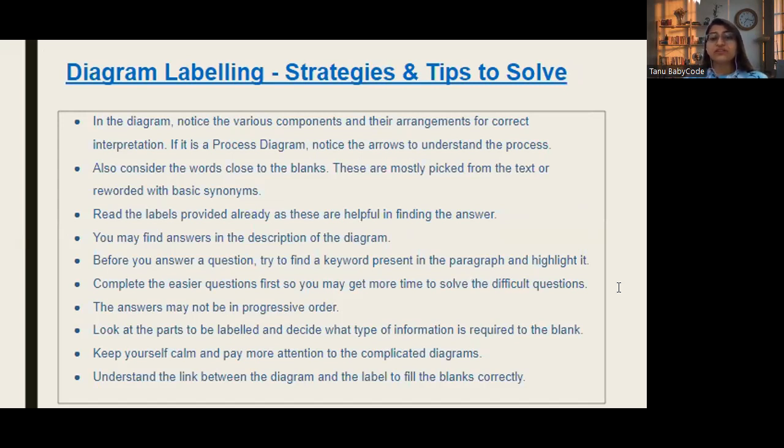Mostly pick from the text and reword with basic synonyms. Read the labels provided, which are very helpful in finding the answer. You may find answers in the description of the diagram also. Before you refer to a question, try to find a keyword present. Complete easier questions first. Look at the parts to be labeled. Decide what information you can choose and understand the link between the diagram and the label to fill the blanks.